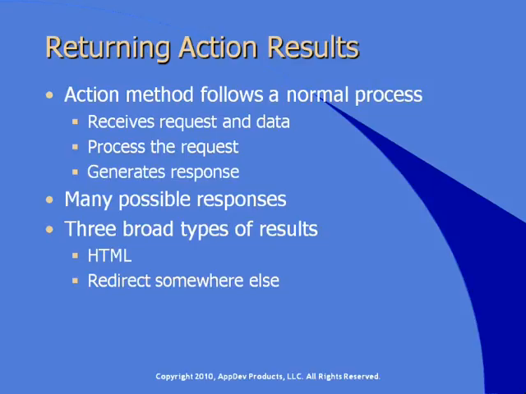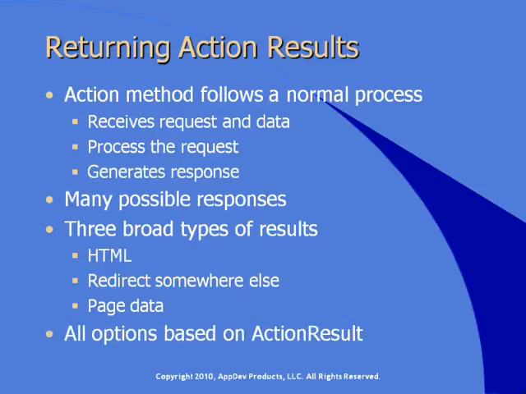In this case, the application issues an HTTP redirection, which causes the address in the browser's address bar to update as well. And then finally, the response can contain a chunk of data for the browser, such as binary data or JSON data. In this case, it injects the data into the response's output stream. And there are many possible variations of these three broad types of results. But what they all have in common is that the action method can return an action result, any of several objects that are able to send various kinds of responses to the users.